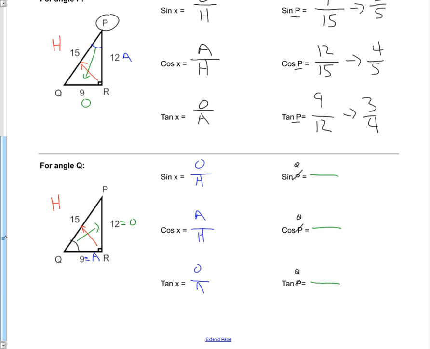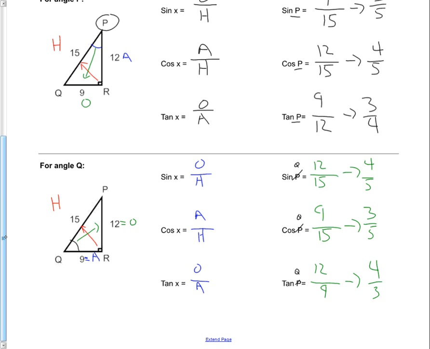the opposite, which is 12, divided by 15. We know that the cosine of angle Q is going to be equal to 9 divided by 15. And we know that the tangent ratio is going to be equal to 12 divided by 9. Now again, we can put all these things into lowest terms. So in lowest terms, we're going to end up with 4 over 5, because both can be divided by 3. Here we're going to end up with 3 over 5. And finally over here we end up with 4 over 3.